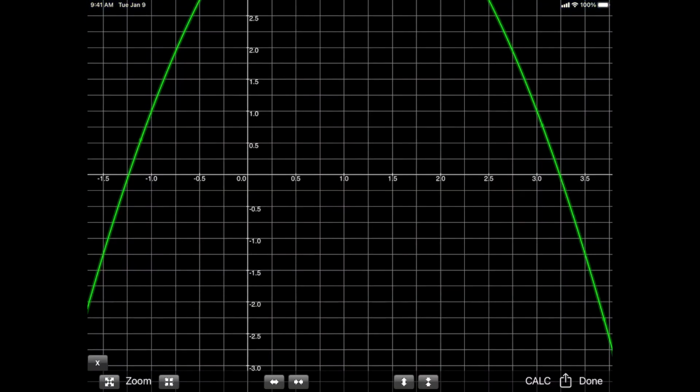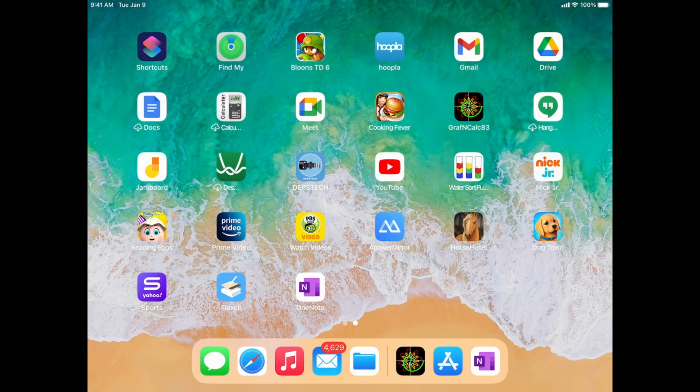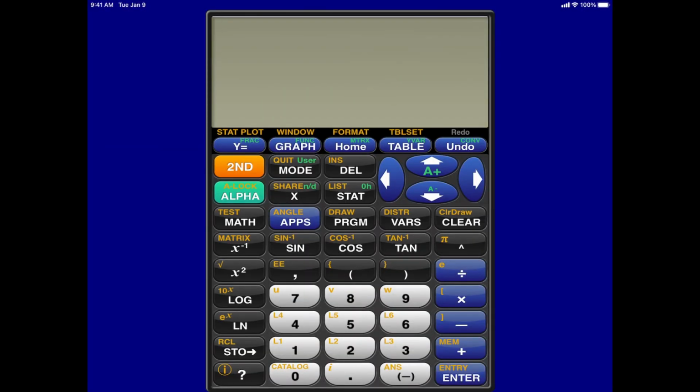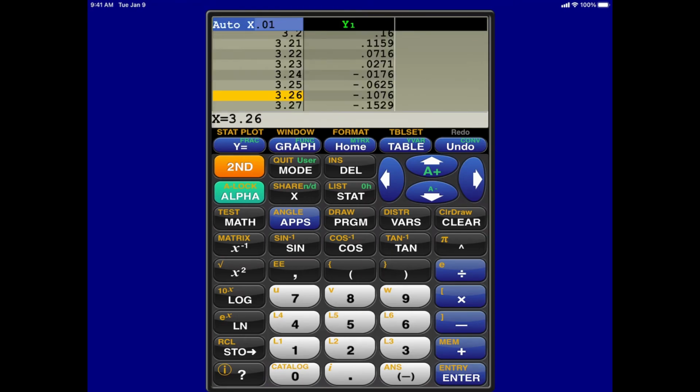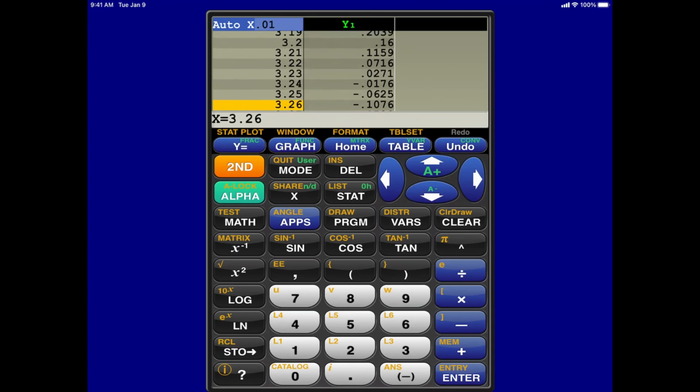I forgot. Let's try 3.25. Second table set. Now press table. And there's the negative and positive between around 3.23 and 3.24.